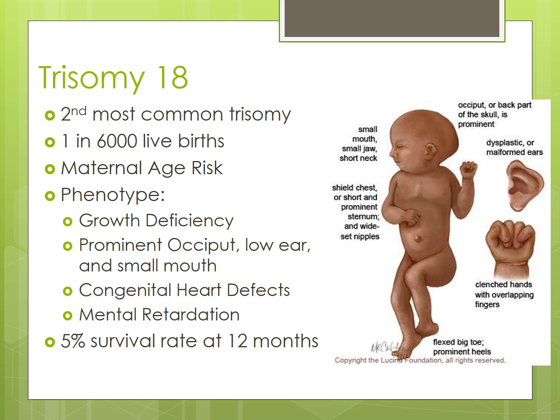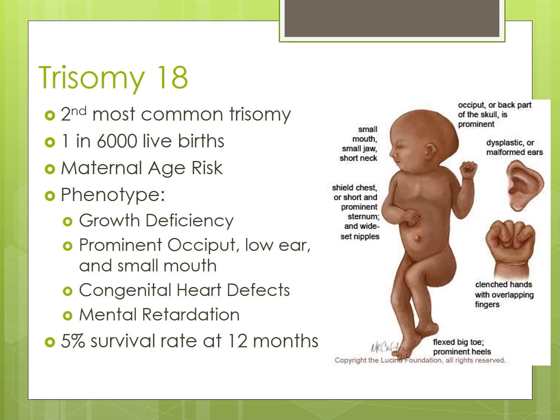Another trisomy example would be trisomy 18. This is the second most common trisomy, affecting 1 in 6,000 live births. Similar to trisomy 21, it does have an increased risk as the mother ages as well. So as the mother gets older, you have increased risk in general for these trisomies, and trisomy 18 is included.